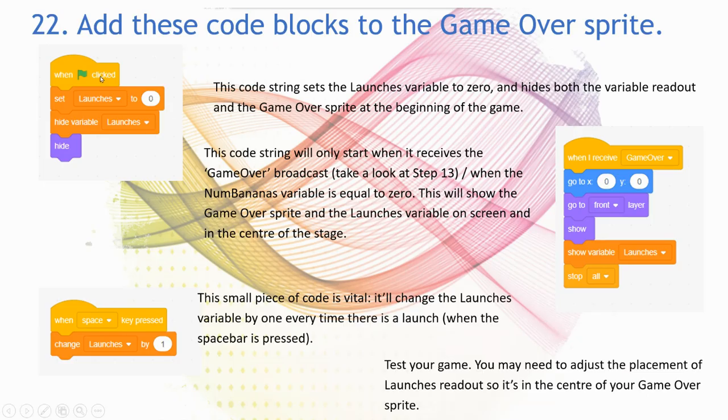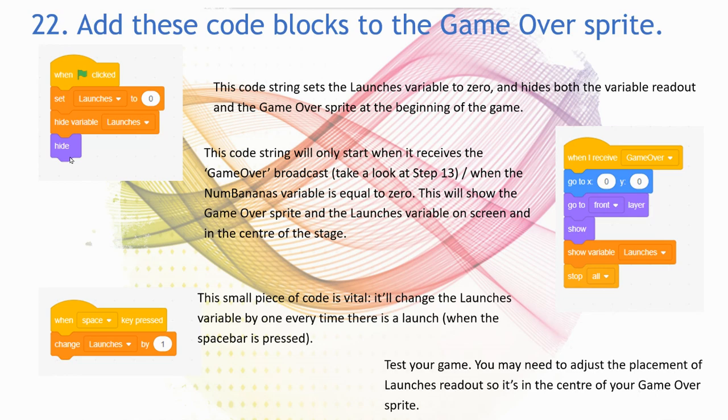So the first one over here, green flag is clicked. We're going to set the launches to 0 because obviously we don't want any sort of remaining number of launches from a previous game. Hide the variable launches. Remember, in this sequence, this is hide the variable launches and hide again. I'm not quite sure why I've got a second hide there. Maybe you could, oh no, that's to hide the sprite entirely. So I've just figured that out myself as we're speaking. So when the green flag is clicked, set launches to 0, hide the variable launches, and then hide the sprite, game over sprite, that oval.